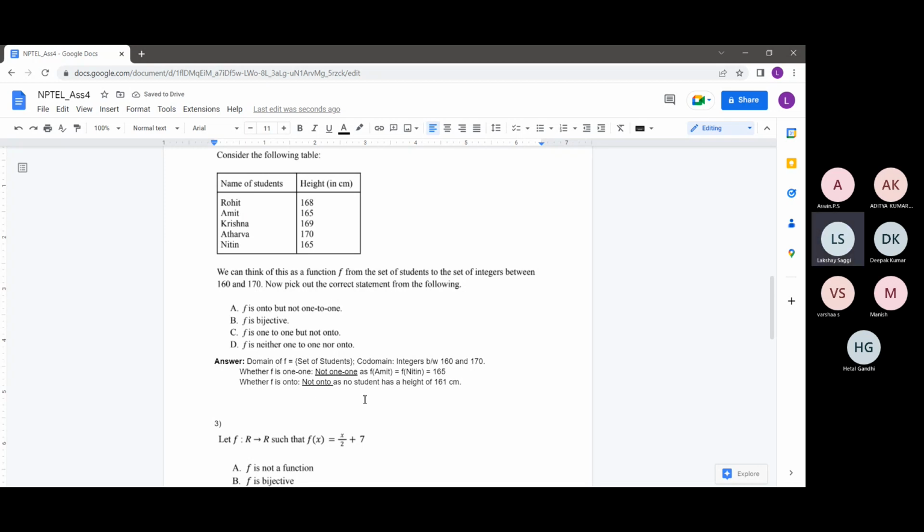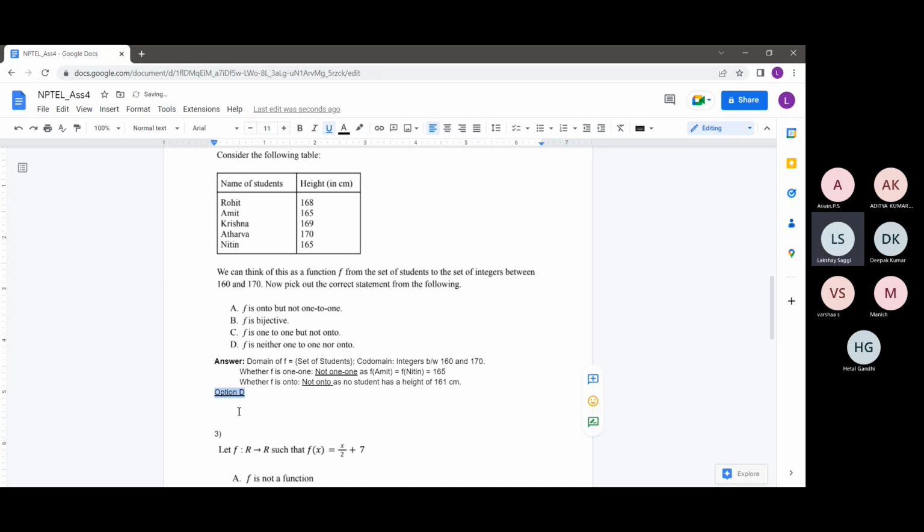So only this much is sufficient to say that it is not onto, and this much is sufficient to say that it is not 1, 1. So using these two, we can just say that f is neither 1, 1 nor onto. So answer is option D.